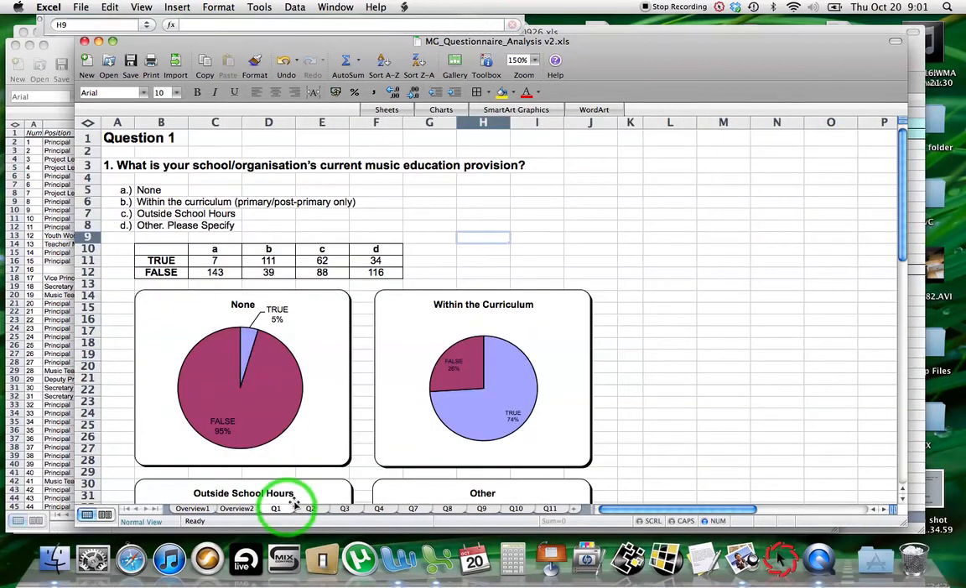So question one: what is your school or organization's current music education provision? None, within the curriculum, outside school hours, or other. We can see the vast majority have answered false to none. So it means that 95% have some form of music education provision that we reviewed, okay? Of that, you can see the majority of it is within the curriculum. And considering we're mainly looking at primary schools, it's probably the music education that's part of the curriculum that they're receiving so far.